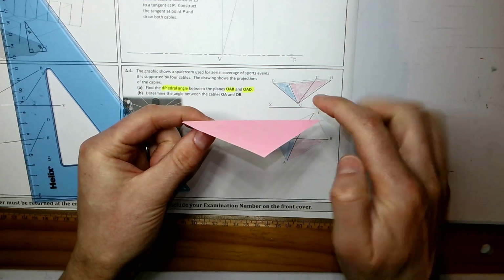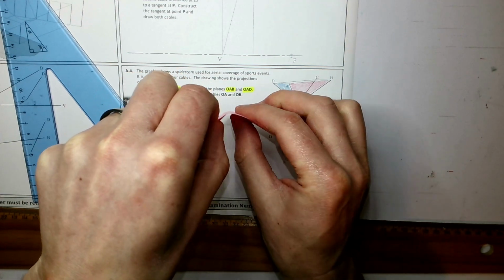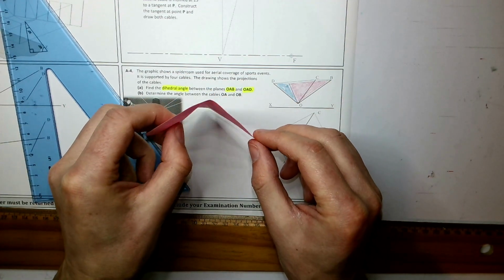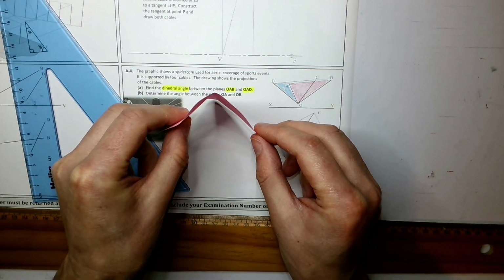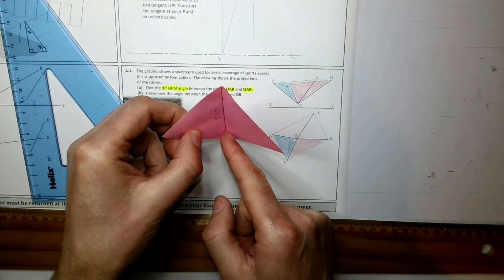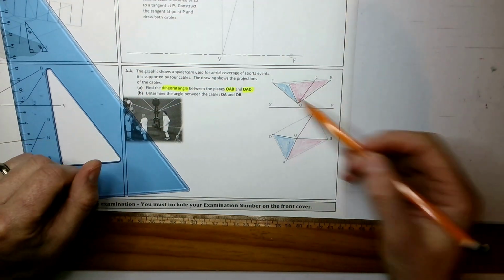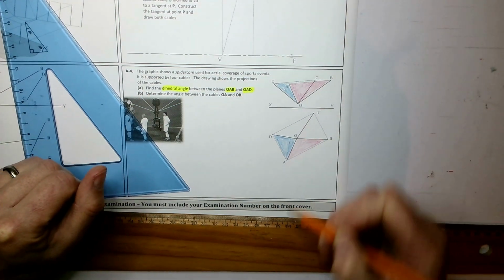So if we take this example, we have two planes, and those two planes are meeting at the line of intersection. If we can find a point view of this line of intersection, we can find the dihedral angle. So there's our line of intersection. If we look at a point view, we can see the line of intersection between both of them.